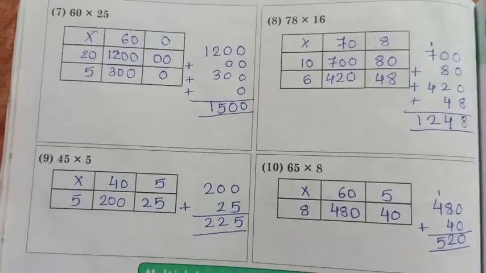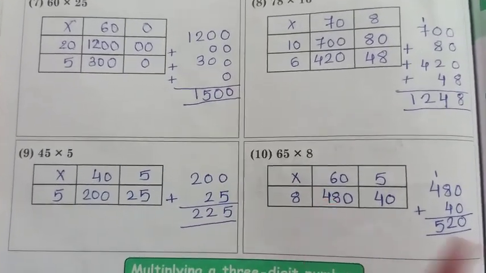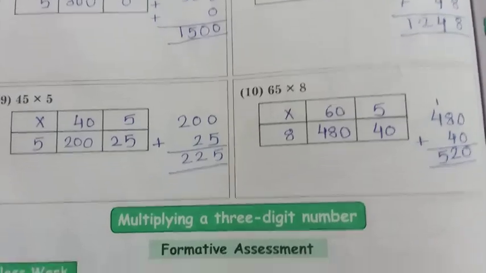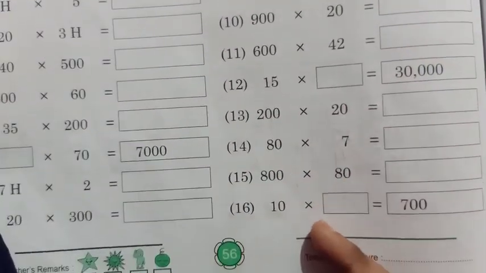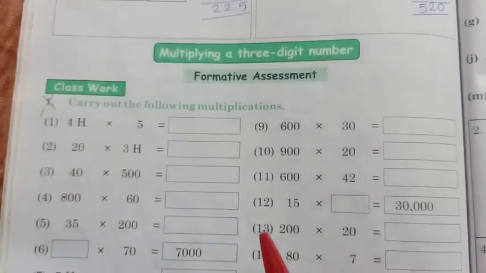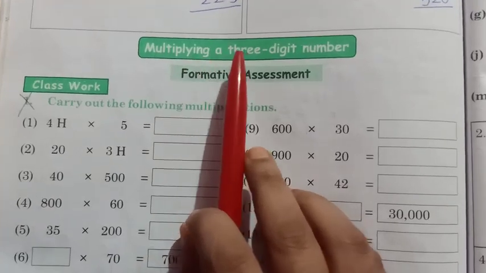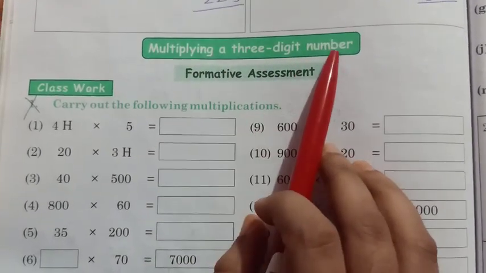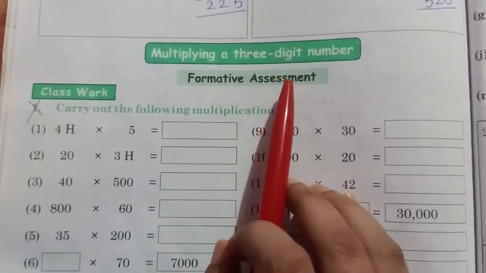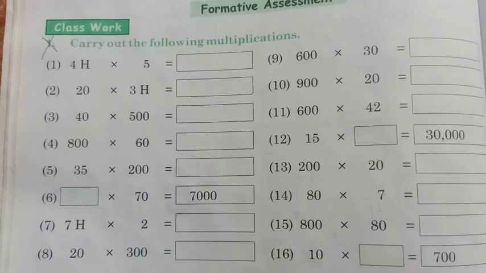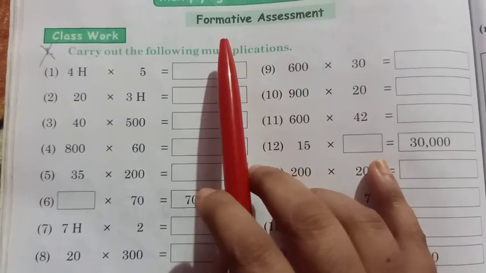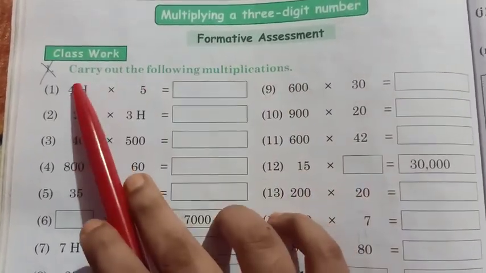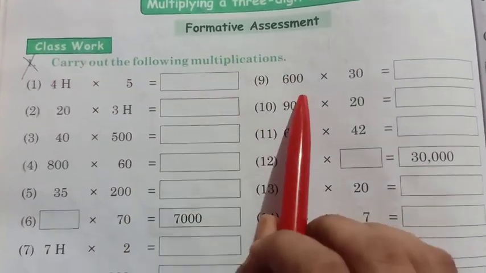Now students, you all know that we have finished all these 10 sums. Below that, on the same page, page number 56, the next question is multiplying a 3-digit number, formative assessment. The question is: carry out the following multiplications.